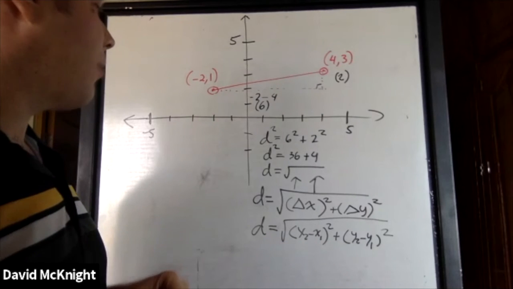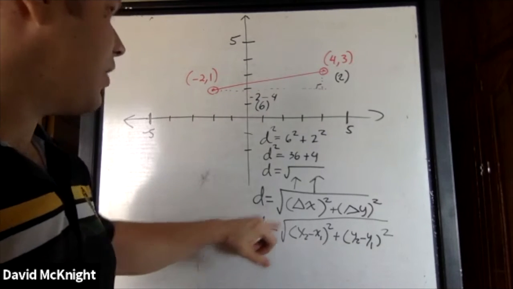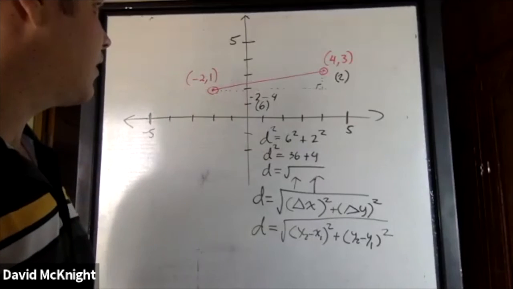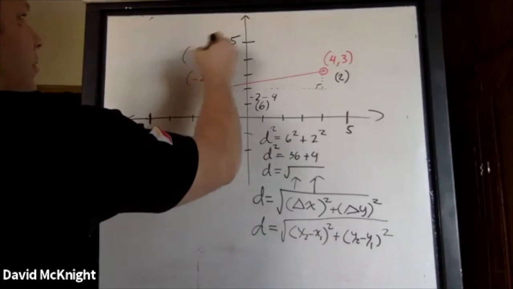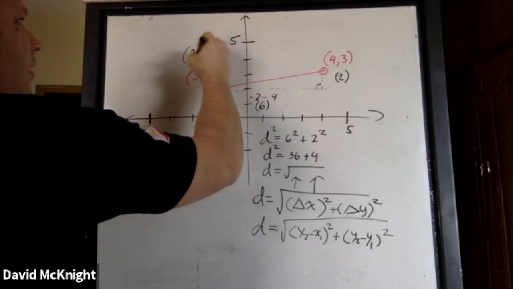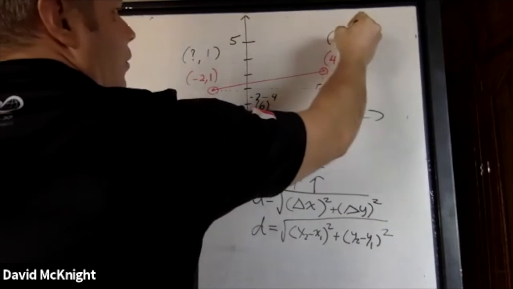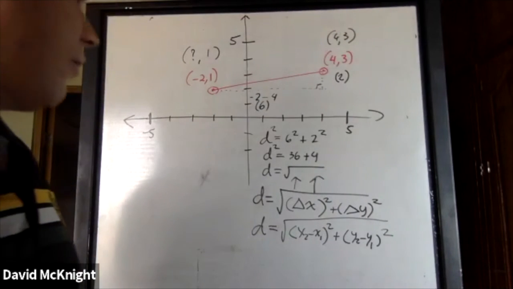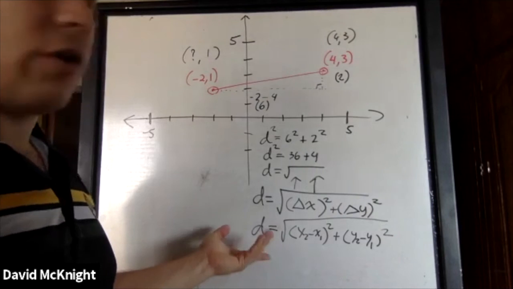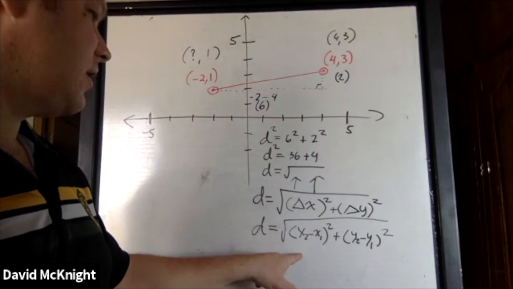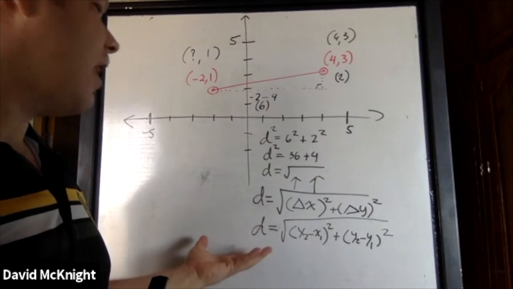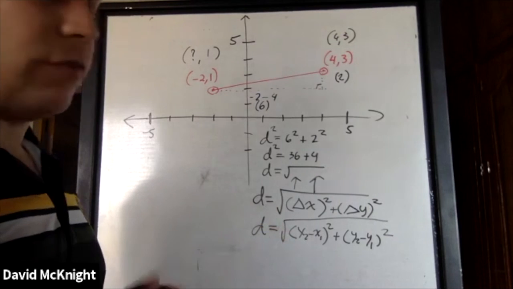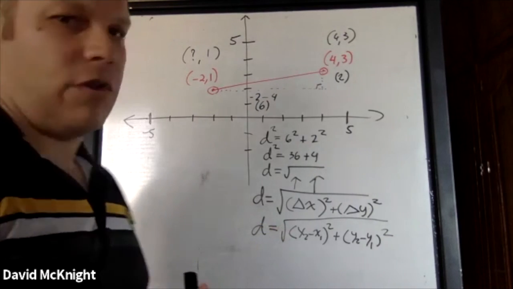You can also work backwards. So if you're given the distance, but you're missing one of the coordinates, so for example, if I was missing a coordinate here, but over here I had 4, 3, and I said the distance was the square root of 40, you could work backwards using this equation. So we would have to undo the square root by squaring both sides, probably end up with some kind of a quadratic.